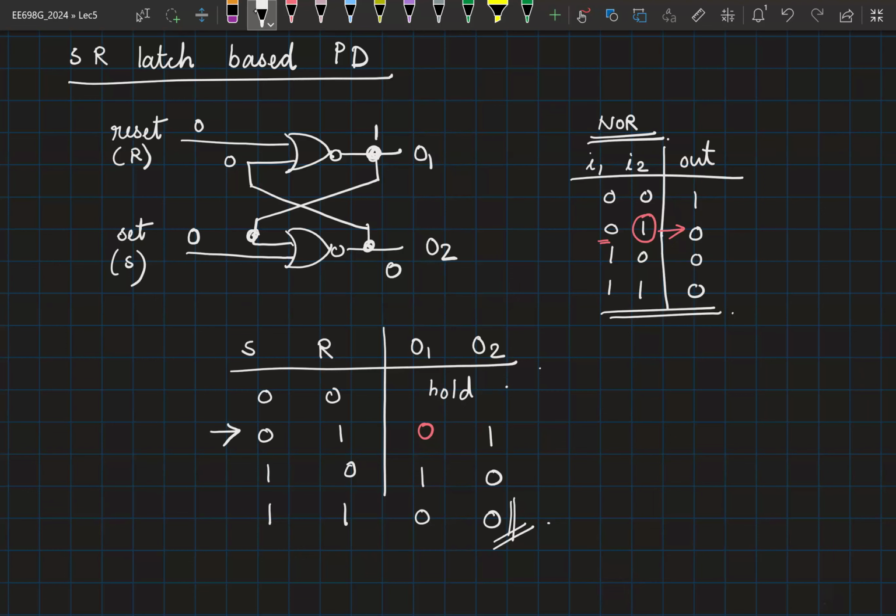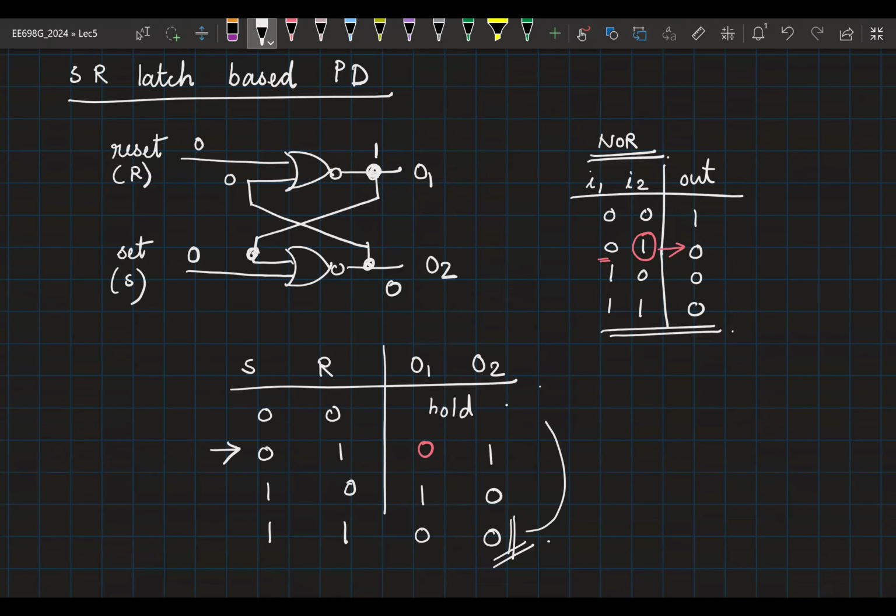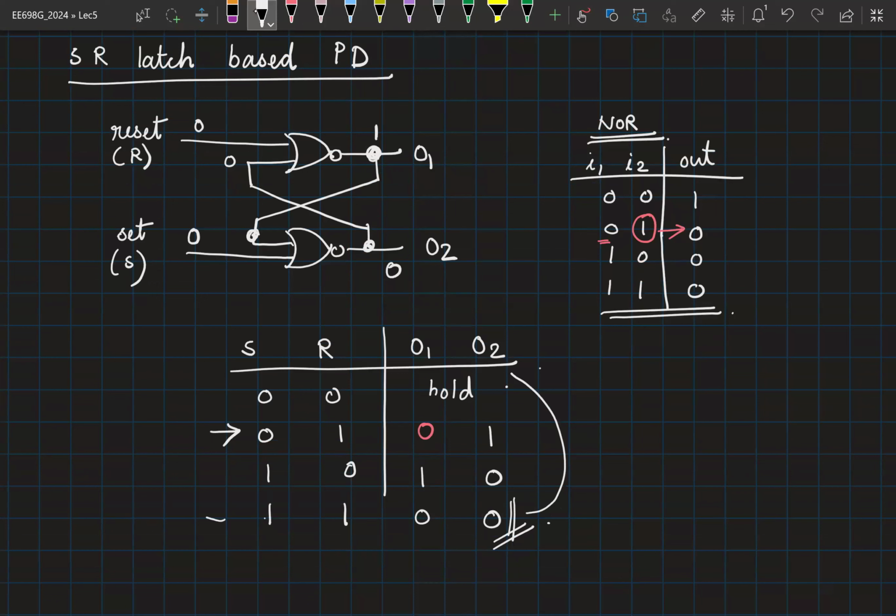The other reason is, let's say you are going from the 1 1 output to the 0 0 output. So now there are two ways in which you can do this, right? Your S and R have to eventually get to 0 0. It's possible that on the way it went 1 0 and then 0 0, or it went to 0 1 and then 0 0. Now both these transitions are going to result in entirely different outputs.